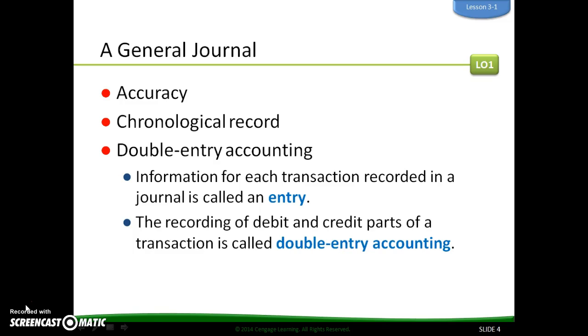Finally, you really need to be aware of the idea that accounting follows a double entry system. Information for each transaction that's recorded in the journal is called an entry, and recording both the debit and credit parts of the transaction is called double entry. You have a debit and a credit for each transaction.